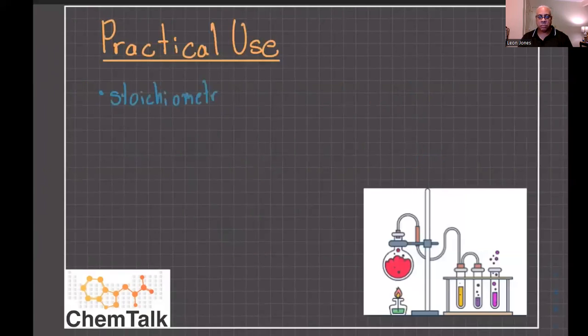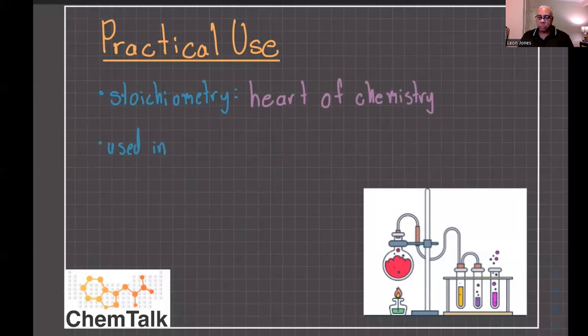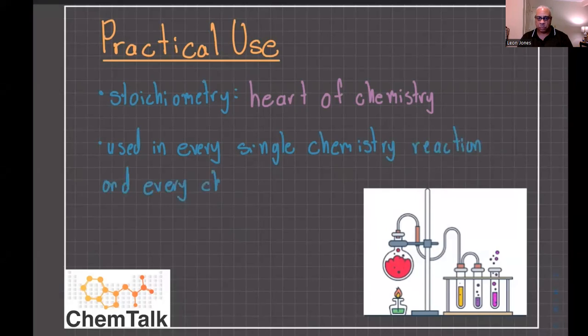Stoichiometry is the heart of chemistry. In a chemistry laboratory, different formulas or reactions require certain measurements or dilutions that aren't always obvious. Stoichiometry is a skill that is practiced and used in every single chemistry reaction in every chemistry lab. It is an important skill to learn to become proficient in chemistry.